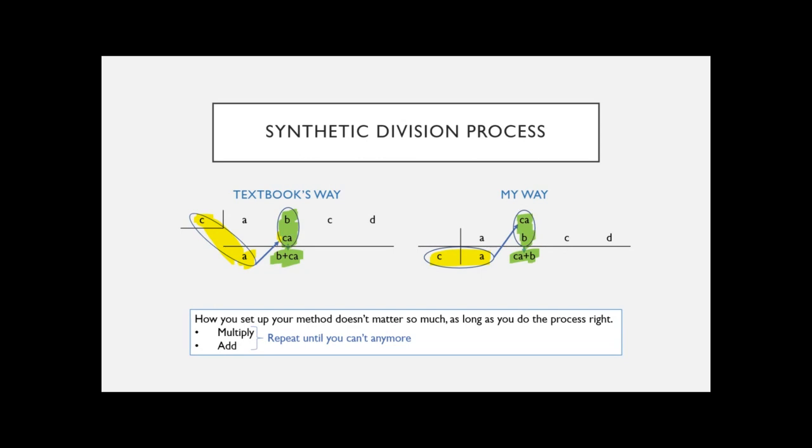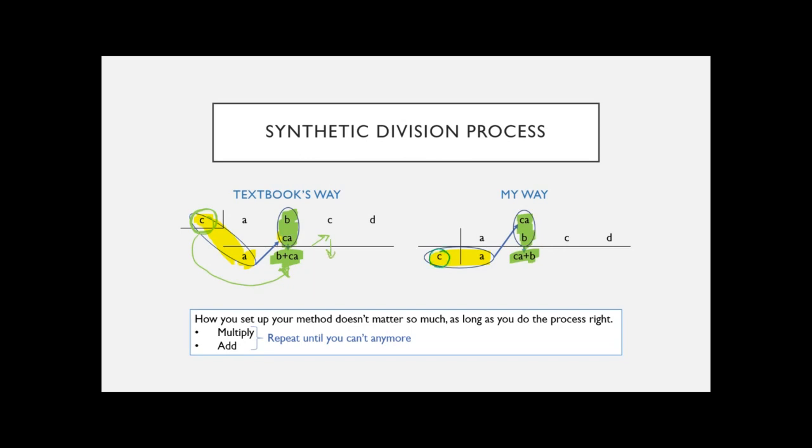So you're multiplying and then you're adding, and then you continue the process by multiplying the same c by your next number that you have underneath. You would multiply c by whatever your addition result was, and then that gets written in the next spot, and then you add those going down.